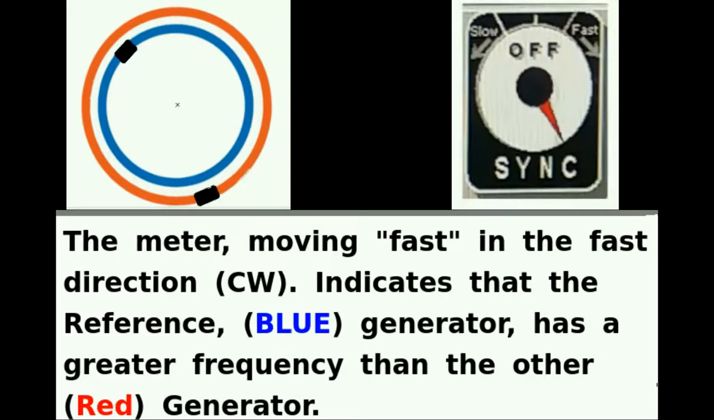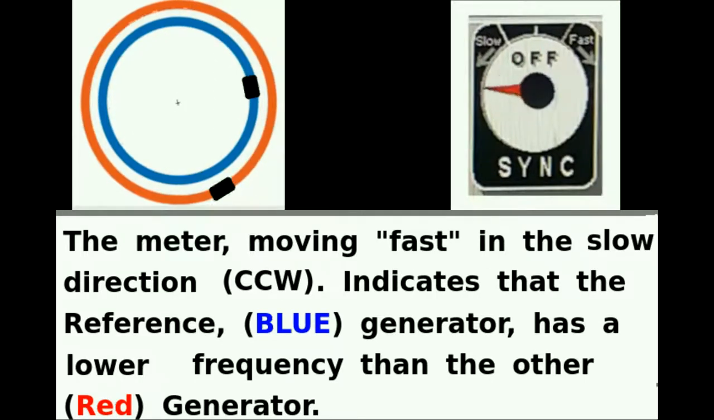In this first example, you see that the synchronoscope is rotating fast in the clockwise direction. That means that our reference generator is going a lot faster than the other generator. But if the opposite were true, like you see now, that means that our reference generator is moving slower than the other generator.